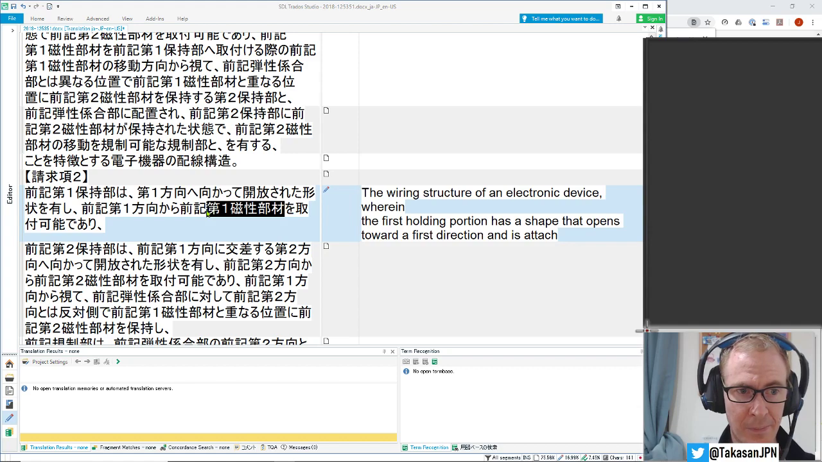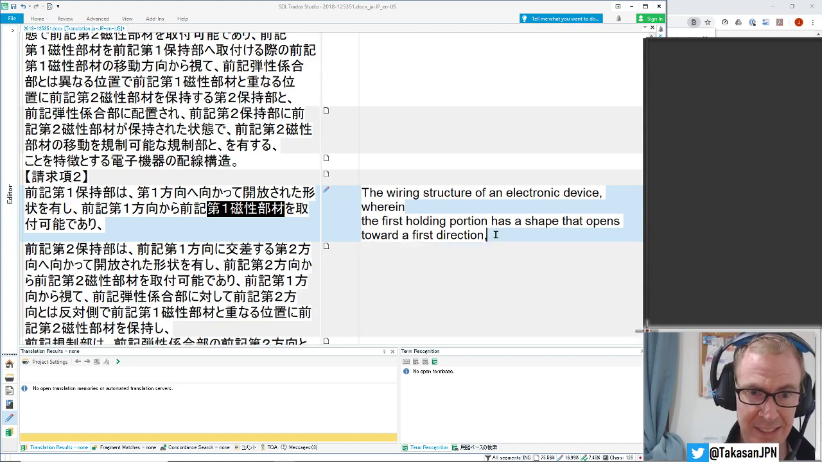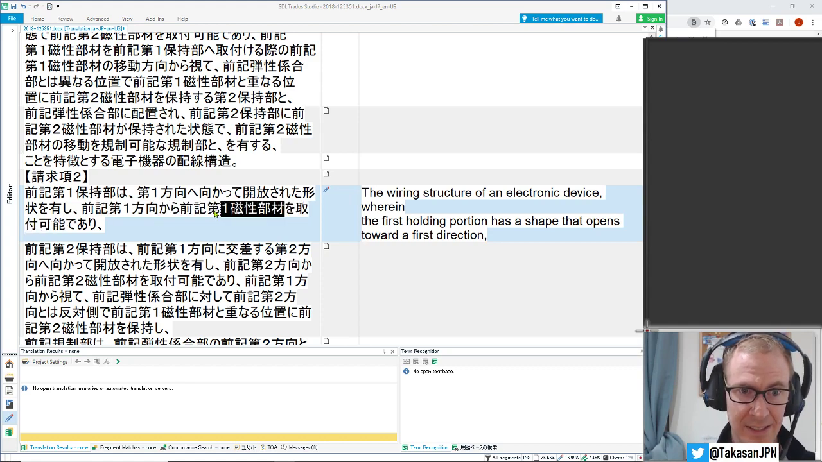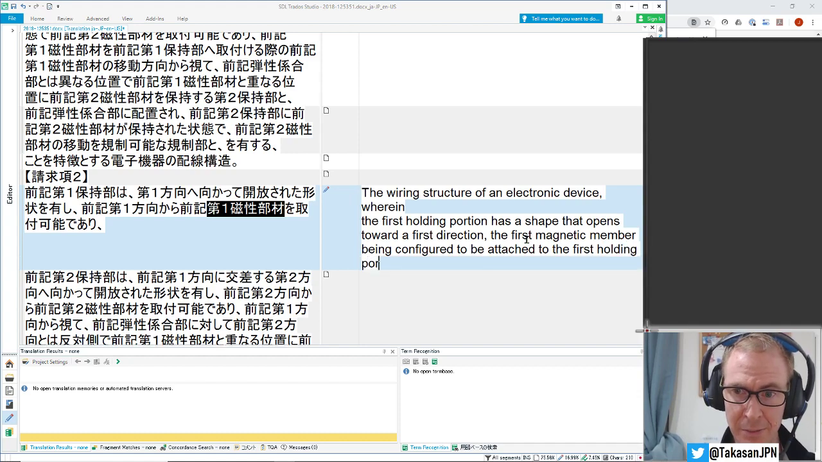This is attachable. "It and is configured to be attached to by." See, this is getting tricky. Because of this verb here, it seems like this has to be the subject. Look how much easier it is when we put this as the subject. "The first magnetic member being configured to be attached to the first holding portion from the first direction."